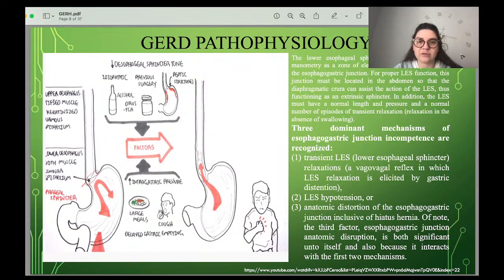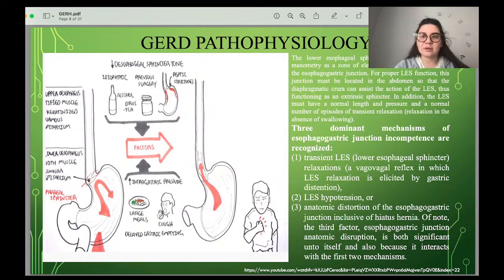Pathophysiology of gastroesophageal reflux disease. The lower esophageal sphincter, I remind you, we can find just with manometry. It is a zone of elevated intraesophageal pressure, and usually it is placed near the esophagogastric junction.